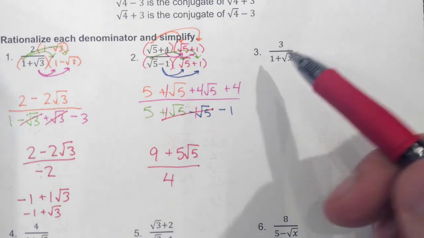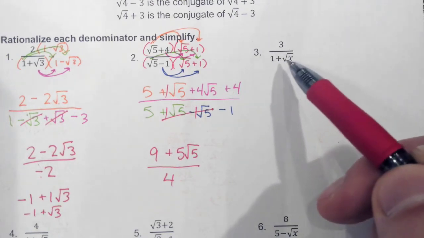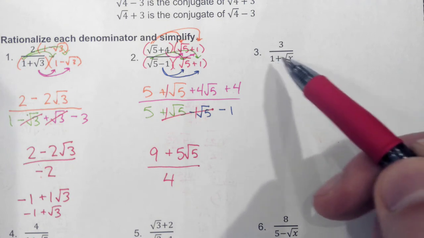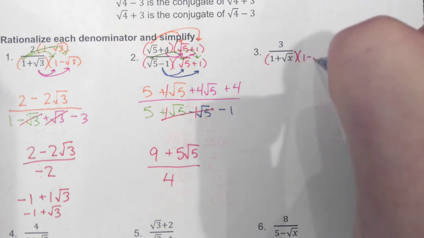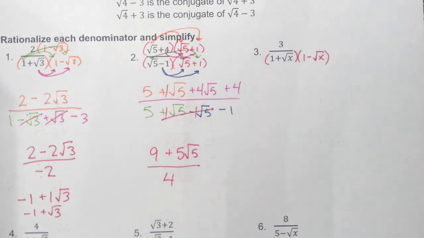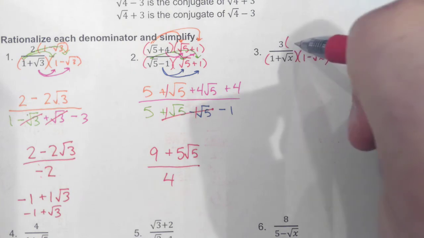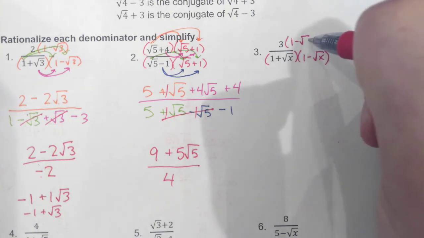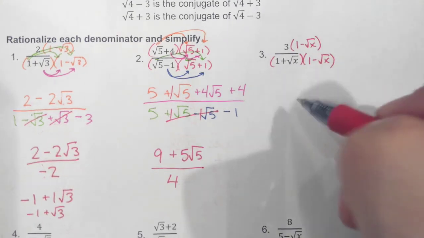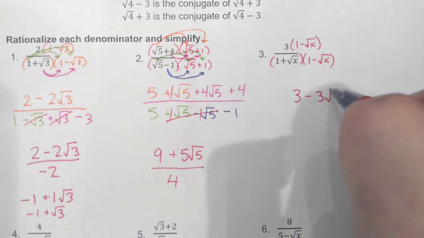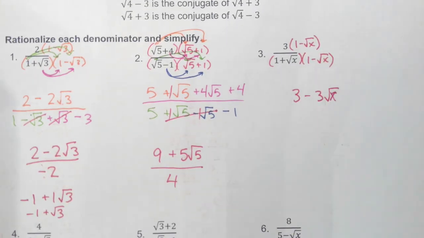So number 3, again, anytime you have a sum or a difference in a denominator, you multiply by the conjugate. So the conjugate is going to be 1 minus the square root of x in this case, which means the top will need to be multiplied by 1 minus the square root of x. If you distribute that top, you're going to have 3 minus 3 square roots of x.